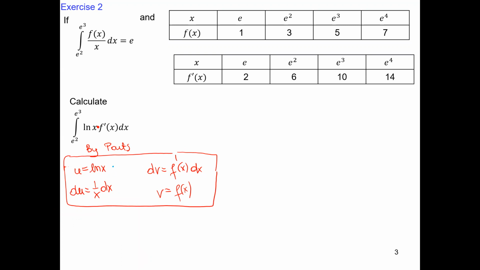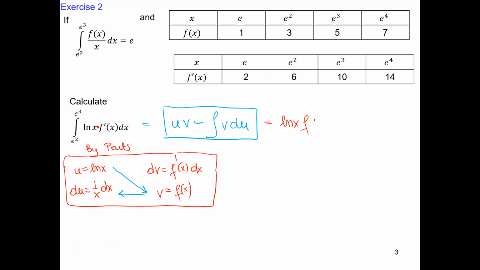I will take a blue pen and indicate the formula. Integration by parts is u times v minus the integral of v du. My students know that. So we get natural log of x times f of x, minus the integral of f of x over x dx. And since we didn't change any variable, the limits of integration stay the same, and this has to be evaluated from e squared to e cubed.